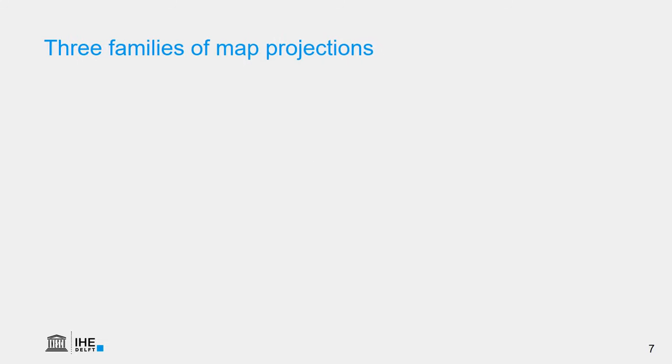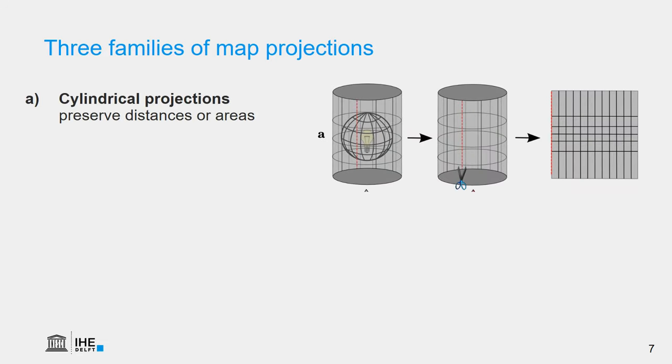To solve this problem, we have basically three families of map projections. First, there's the cylindrical projection that is designed to preserve distances or areas. If you imagine the globe and we fold a sheet of paper around it in the shape of a cylinder, and we project everything that's on the globe on the cylinder that surrounds the globe, and then we cut the cylinder open, then we get the cylindrical projection.